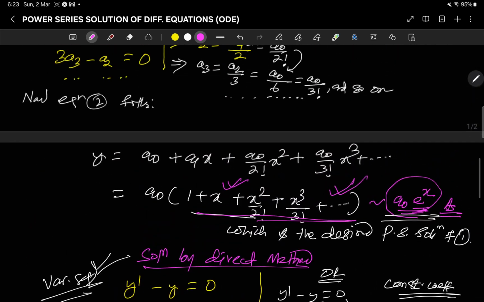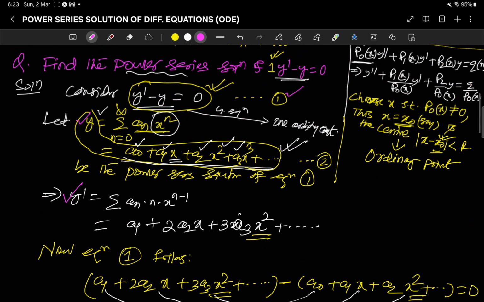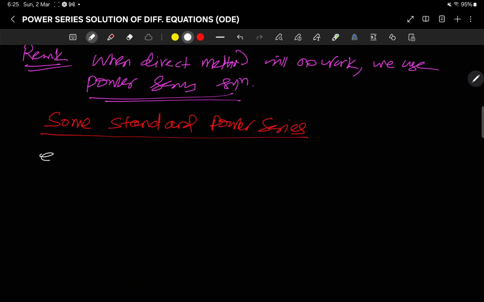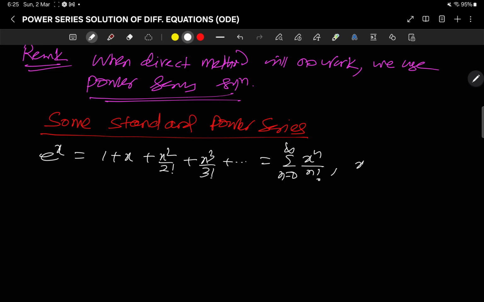So the technique of solving this differential equation is now clear. Let me tell you some general process as the ordinary point. Let me tell you some basic process and solve further examples. Let me tell you some standard power series. E to the power x is 1 plus x plus x square by factorial 2 plus x cube by factorial 3, and so on. I can write this as summation of x to the power n by factorial n, n is equal to 0 to infinity, and mod x is less than infinity.